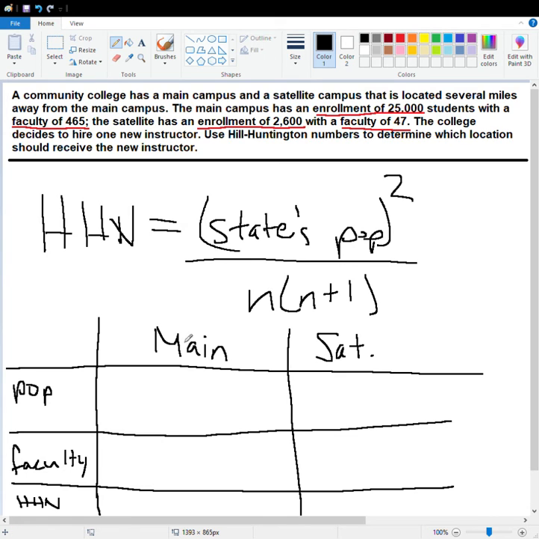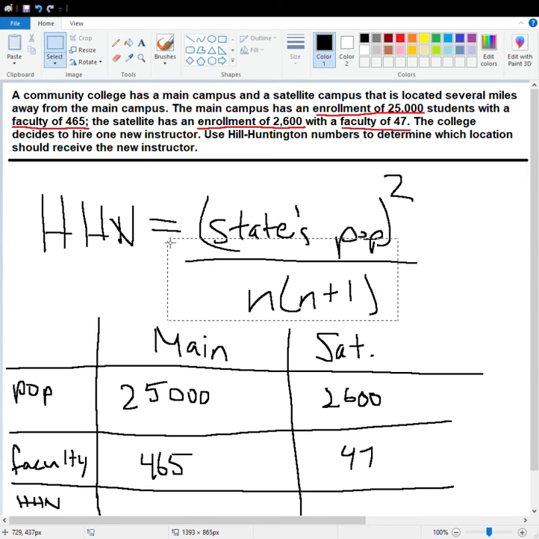Again, our main campus, what's the population? Well, up here it says 25,000 students, so that's what we'll put, 25,000. And how about the population for the satellite campus? Well, it says 2,600. Okay, good enough for me. And how about the faculty instructors? 465 and 47 respectively. Right. Now to find the HHN number, we're going to have to use this formula.